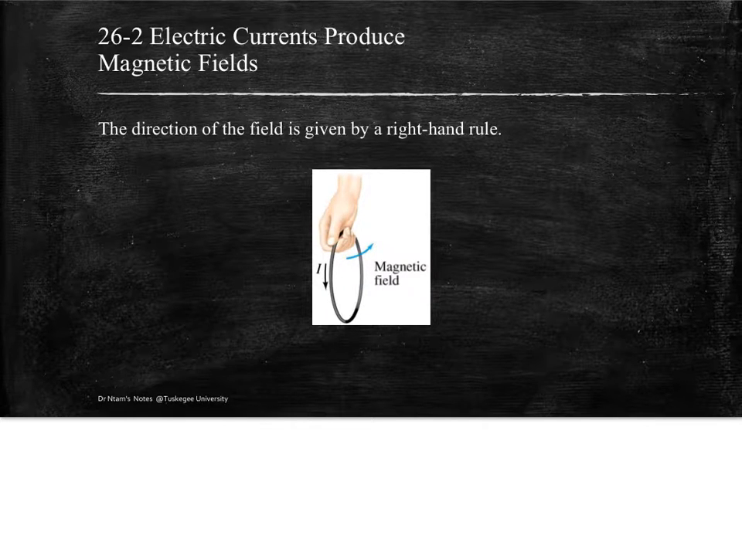Now for a current loop, you apply the right hand rule similarly. So hold the loop with your thumb pointing in the direction of the current, and then your fingers will wrap around the loop in the direction of the magnetic field. So in this case, you will say the magnetic field is in this direction.